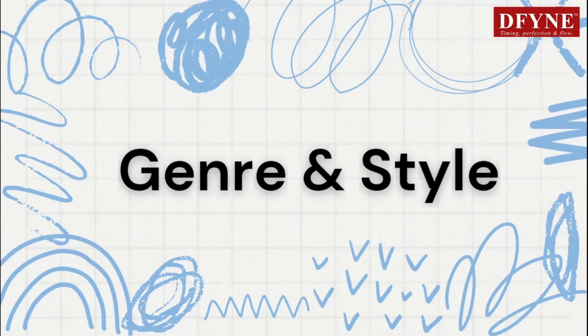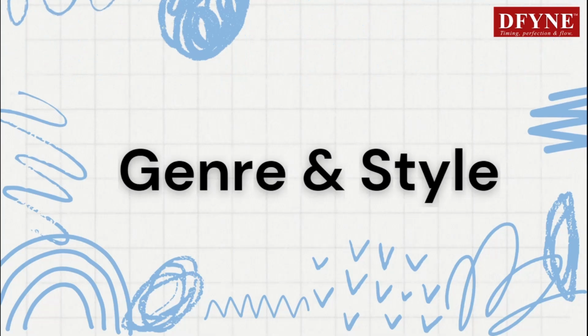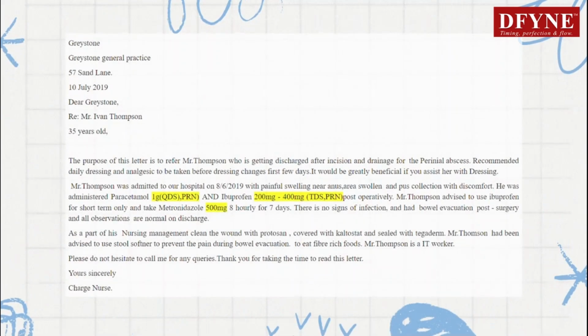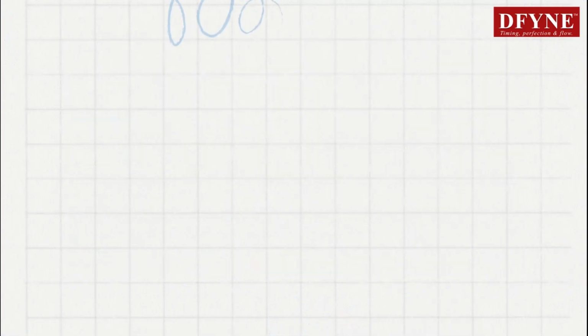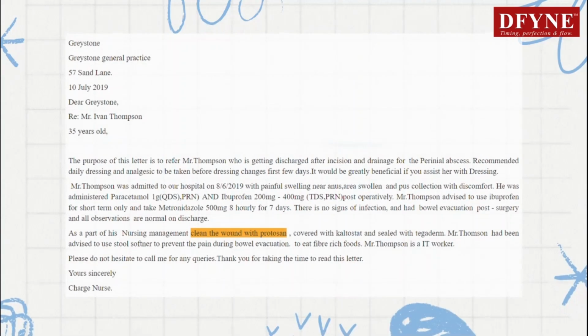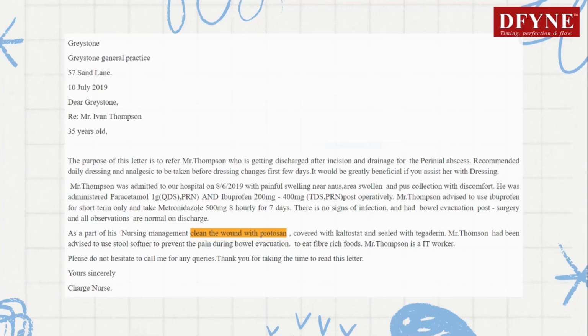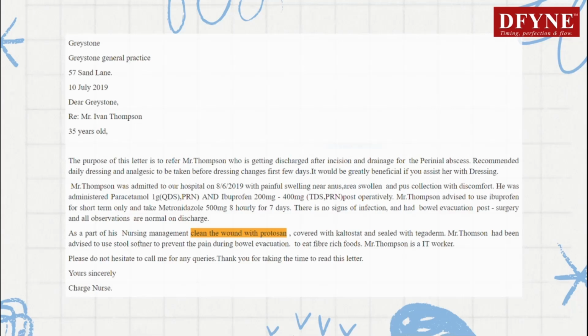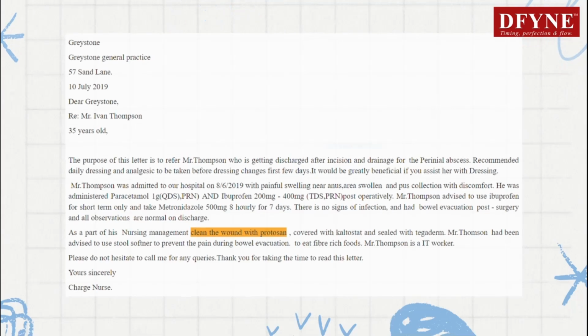Genre and style. The writing is clinical and factual, appropriate for a letter written to a GP nurse. These are common abbreviations that a GP nurse can understand easily. The letter uses polite and professional language throughout the letter. However, there is an exception. Clean the wound with Protosan. For OET, there is a possibility that this could be taken as a grammatical error, as the verbs following this phrase are in the past tense but not this one.